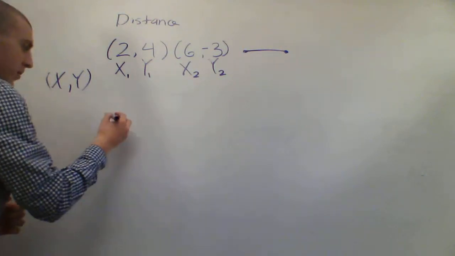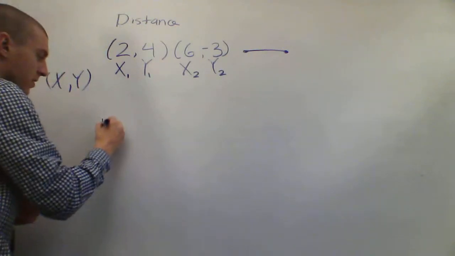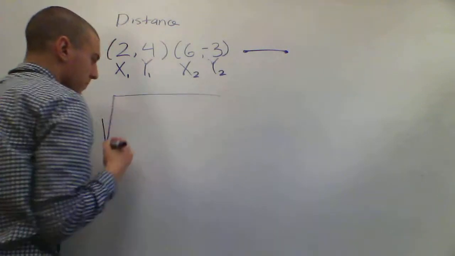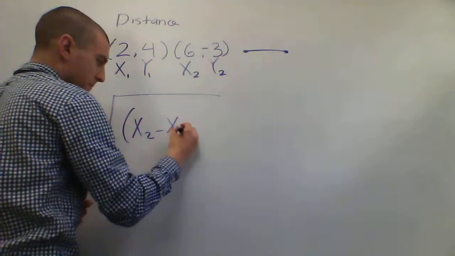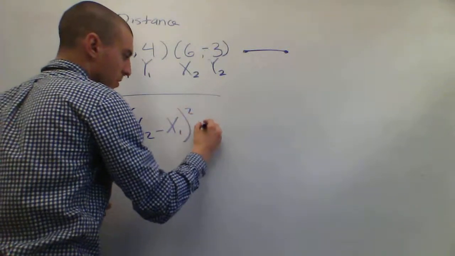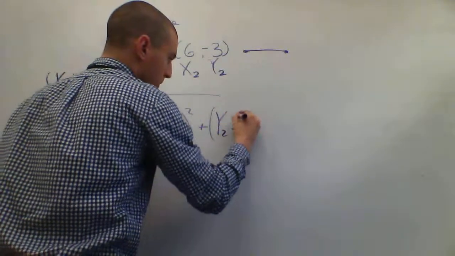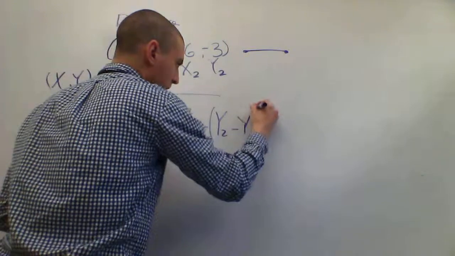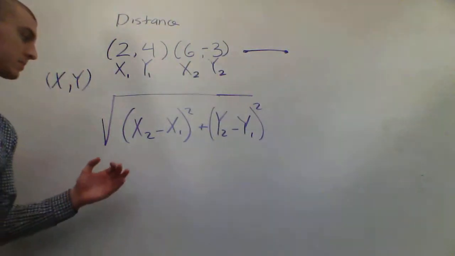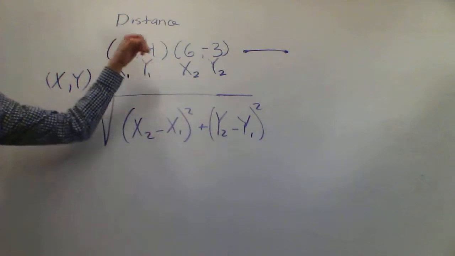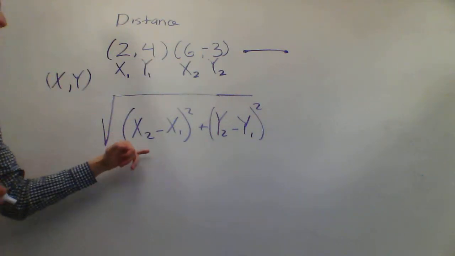Our formula for distance is the square root of, in parentheses, x2 minus x1 squared, plus y2 minus y1 squared. Again, these formulas need to be memorized. So now we have our formula, we have our points, and we have them all labeled. So we just have to pull the information out.